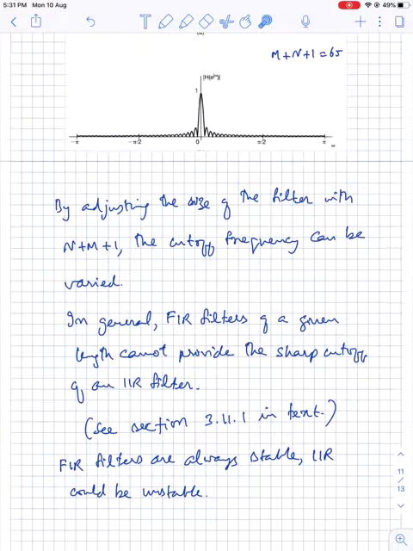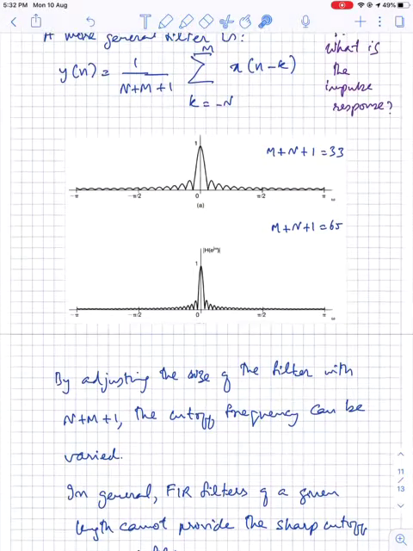FIR filters cannot in general provide the sharp cutoff of an IIR filter, but the pluses and minuses of FIR and IIR depend on the application. In general, FIR filters are always stable, because the impulse response is finite. It's a finite sum, whatever you do. Whereas IIR filters, if not designed properly, could become unstable. The summation may not converge, because it is an infinite impulse response.